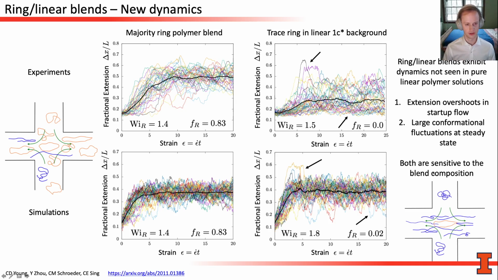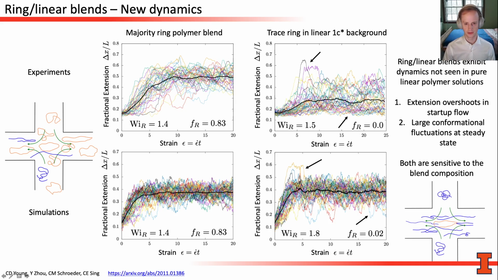Now getting into the ring linear blend results, we again have the experimental results on top and the simulation results on the bottom for the transient fractional extension trajectories. In the majority ring polymer blend case, here an 83% rings and 17% linear polymers at the overlap concentration C star, there are qualitatively consistent dynamics of the rings as compared to the pure linear polymer solutions, where the rings just stretch and align in the flow direction and then remain stretched.